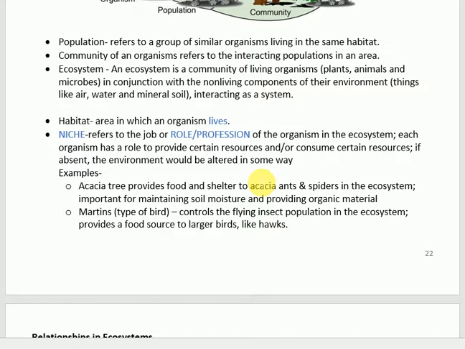Either they provide certain resources, they consume certain resources, and if they are absent, then that environment's going to be altered in some way. So for example, the acacia tree provides food and shelter to acacia ants as well as spiders in the ecosystem. It's important for maintaining soil moisture and providing organic material. So if the acacia trees are all cut down, the ants and spiders now do not have anywhere to live. So the thing that you need to remember is whether it be habitat or niche, every organism has a role, and they have certain things that they have to do in order to survive.